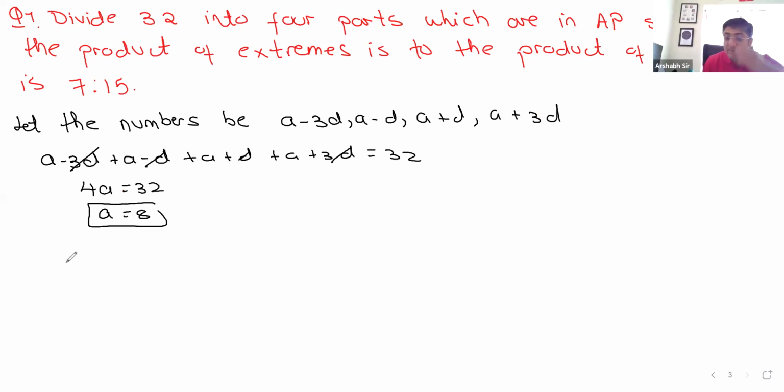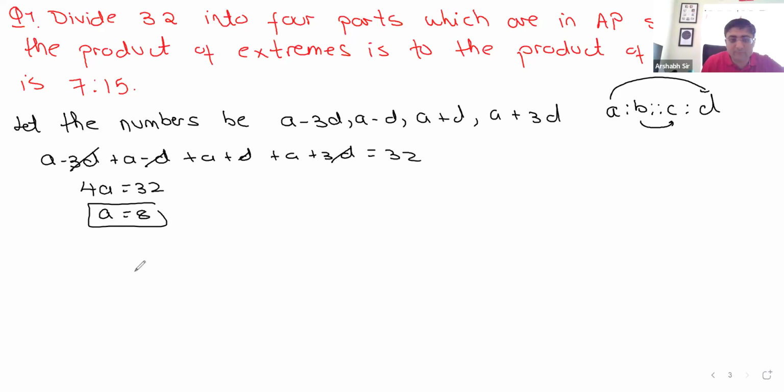Any doubt? अब यहाँ पे हमें क्या दिया है, प्रोडक्ट ऑफ एक्सट्रीम्स इज टू प्रोडक्ट ऑफ मीन्स. आपने मैथ्स के किस कंसेप्ट में ये पर्टिकुलर टर्म्स देखे हैं, कहाँ आता है ये? रेशियो एंड प्रपोर्शन. If 4 numbers are in proportion तो हम कहते हैं ना प्रोडक्ट ऑफ एक्सट्रीम्स. सो कहने का मतलब क्या है, if a is to b as c is to d, तो प्रोडक्ट ऑफ एक्सट्रीम्स इज इक्वल टू प्रोडक्ट ऑफ मीन्स, ये होता है ना. तो यहाँ पे उसने उसी कॉन्सेप्ट को यूज किया बेटा.